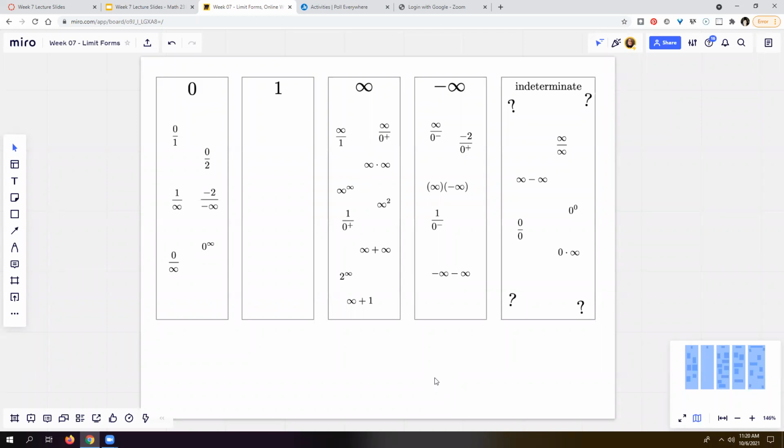If you get any of these forms for your limit, you're done. You know the answer. Okay. If you get any of the first 4 boxes. The last box is when you have to do algebra.